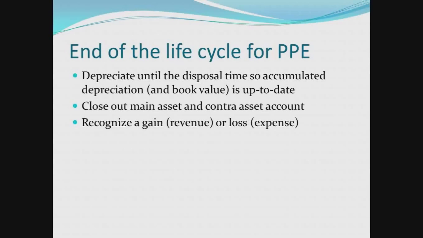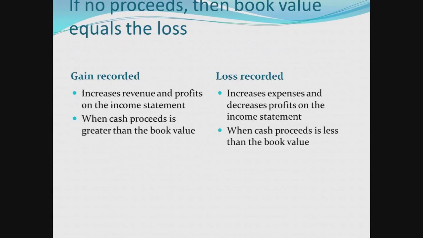In the process of getting rid of the asset, we're going to make sure we get rid of the main account as well as the contra account. So if we get rid of equipment, we also have to get rid of accumulated depreciation on that equipment. In the process, chances are high that your book value isn't going to exactly equal what you sell it for. So we'll wind up having to deal with a gain or loss.